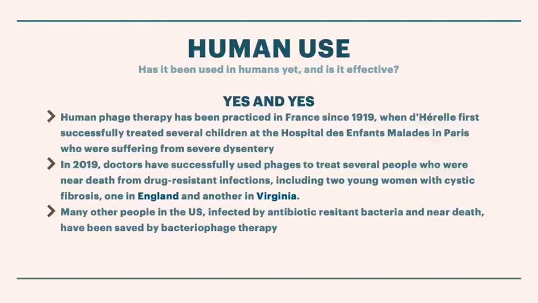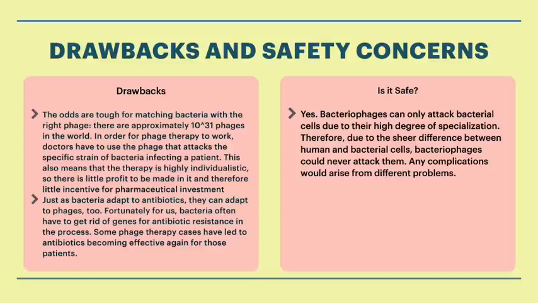In fact, many people in the United States who are on the brink of death due to bacterial infections have been saved by bacteriophage treatment. There are definitely pros and cons of using bacteriophage treatments, though. For example, as I said earlier, there are estimated to be around 10 to the 31st different types of bacteriophages, each bacteriophage only targeting one species of bacteria or a few strains.